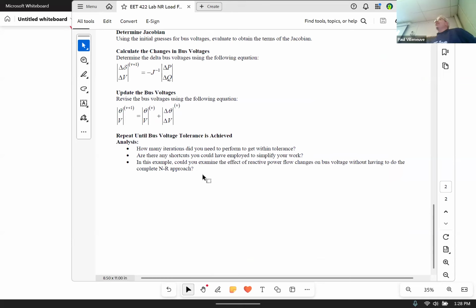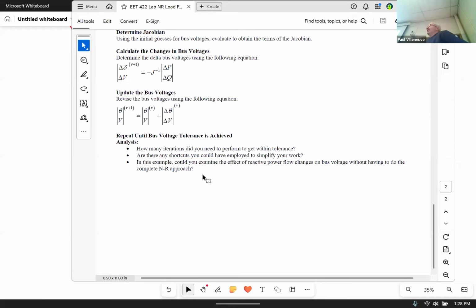You can also see if it makes sense to look at bus magnitudes and angles and see if the real and reactive power flow go through there. Then answer a couple questions. How many iterations did you need to do to get within tolerance? Is there anything you could have done to simplify your work?